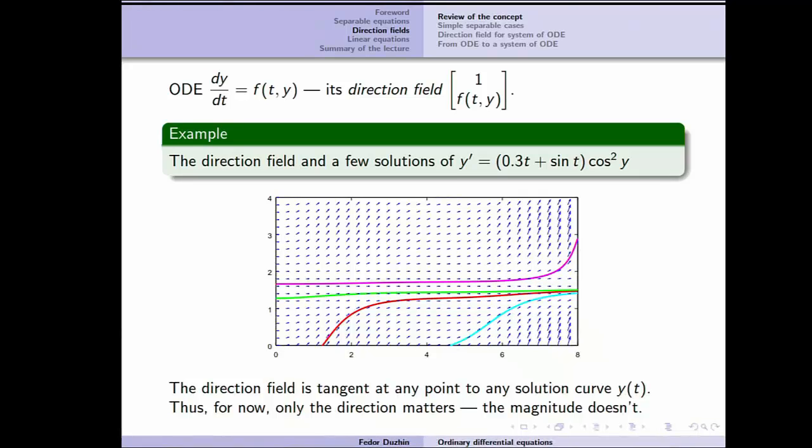Alright, recall that in the previous lecture we learned how to visualize a differential equation as a direction field. Given a differential equation, we construct a vector field whose first component is 1 and whose second component is exactly the same as the right hand side of the differential equation.